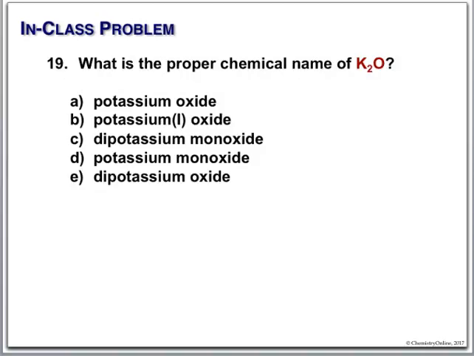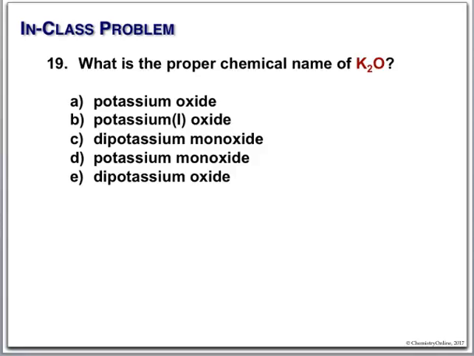K2O. What is its proper name? Just like the last one we did, step 1. Is this ionic or molecular? Well, where is potassium? It's right over there. It's a metal. If it has a metal, it's ionic. That means no multipliers, right? No multipliers.